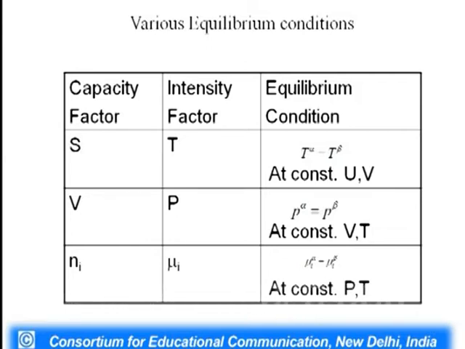The second is mechanical equilibrium, where we have a constant P and V, or constant V and T type of system. At that point pressure will be equal. And the last is chemical potential, which is what we generally observe in chemical reactions or phase changes.